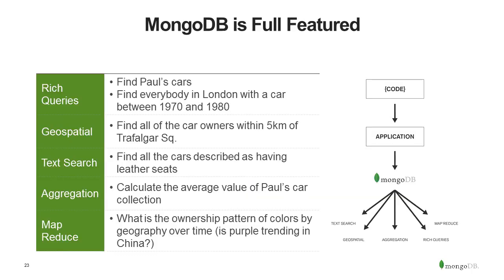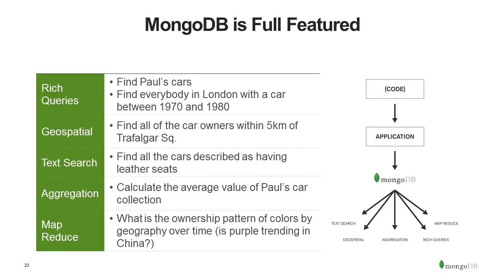And it's full-featured. We can do rich queries, geospatial queries. We've got full-text search. We've got an aggregation framework, which gives you the group-by capability that people love in Relational. And we've got full-blown MapReduce, so you can do deep introspection into your complete data set. And so we have a code at the top, an application with a driver, and that driver offers you access to all of these capabilities on the server. So that's the database in the whole.